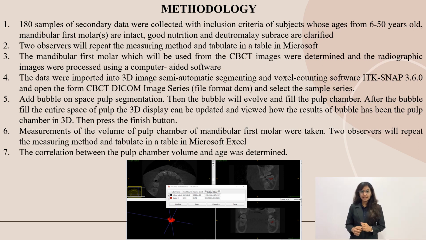Add a bubble on the pulp space segmentation. Then the bubble will evolve and fill the pulp chamber. After the bubble fills the entire space of the pulp, the 3D display can be updated and viewed to see how the bubble has filled the pulp chamber. Then press the button Finish. Measurements of the volume of the pulp chamber of the mandibular first molar were taken. Two observers will repeat the measuring method and tabulate in a table in Microsoft Excel. The correlation between the pulp chamber volume and age was determined.